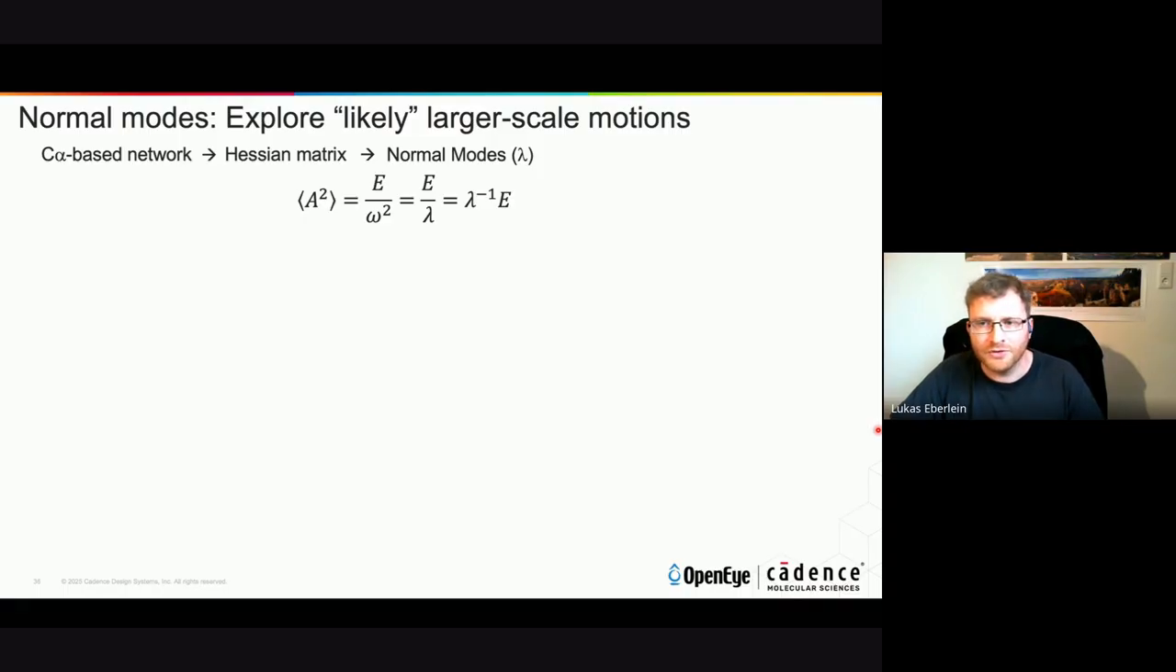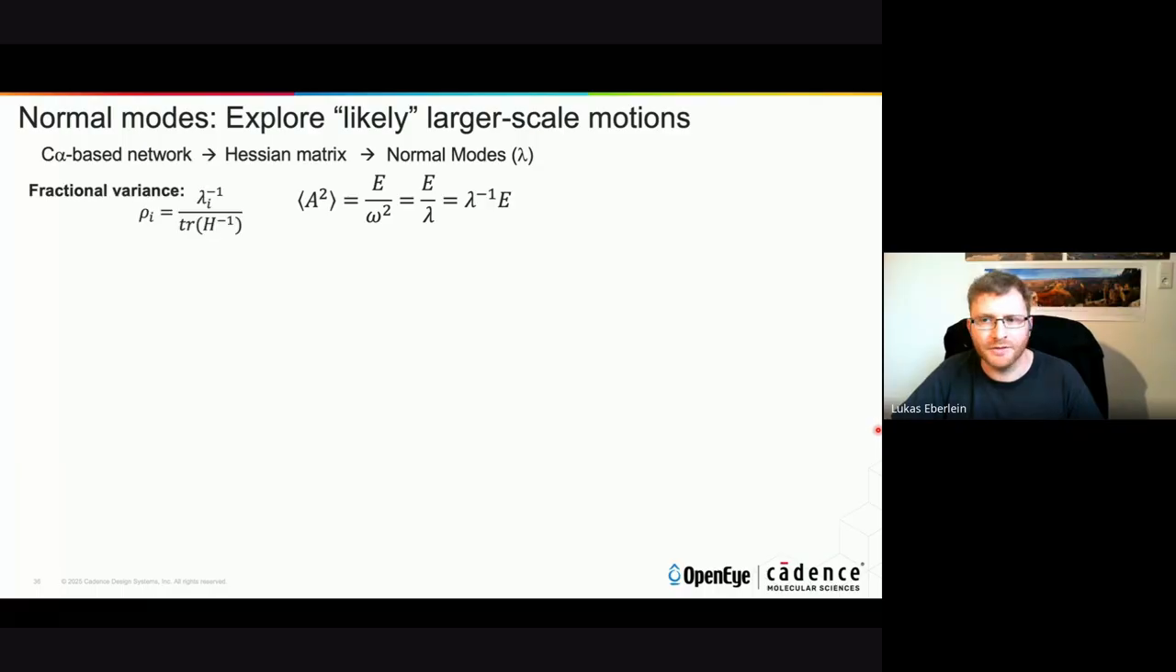And so the way you can think about this is that if you would fix the energy, then you get the largest amplitude from the lowest energy motion. Another way of thinking about that is that you fix the amplitude, and then the lowest frequency motion, the one that gives you that kind of motion that we think the cryptic pocket would open up, actually requires the least amount of energy. And that is what we are going to rely upon to open up our pockets.